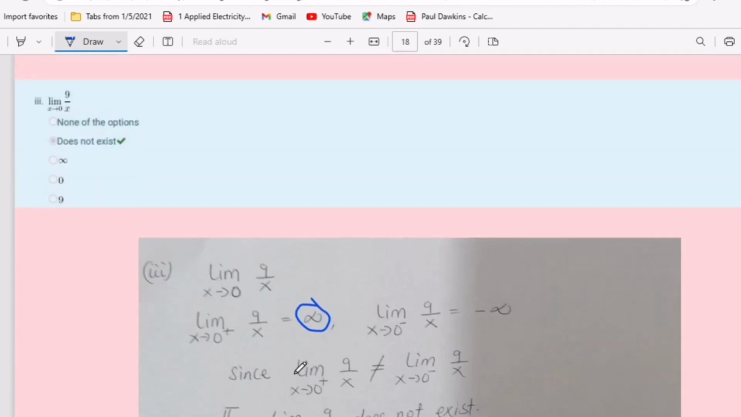Look at this. For it to exist, let's see this. You see the limit of 9 over x. The limit of the function 9 over x, positive 0 should be equal to negative 0. But in this case, the positive 0 will give you positive infinity, and the negative 0 will give you negative infinity. So the limit does not exist.